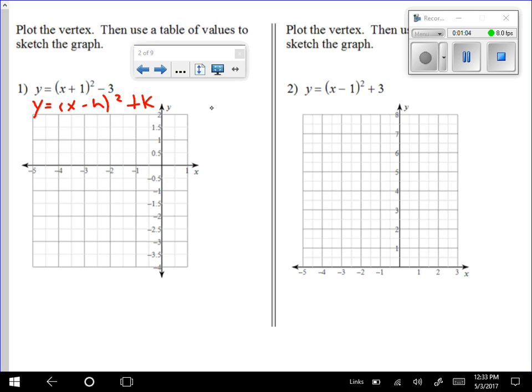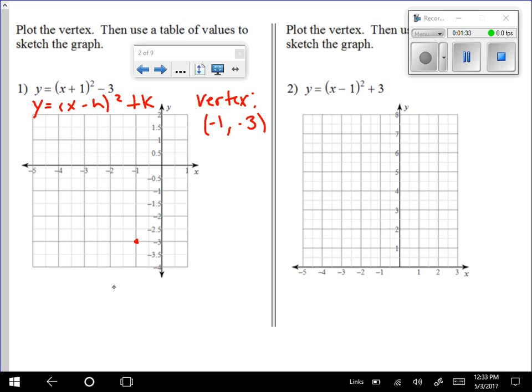So the vertex of this graph is going to be, since this is not a subtraction sign, I have to think about it like the opposite of. So this is going to be -1, and then this is not a plus, so -3. Remember, it's kind of like the opposite inside the parentheses, and then it's what we're used to outside of the parentheses. So our vertex should be at (-1, -3), which is right there on the graph.